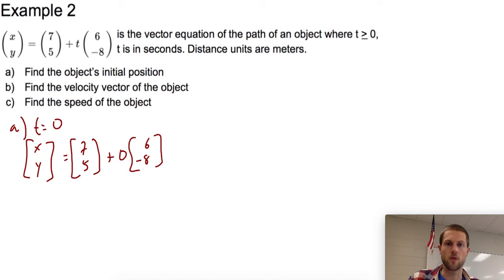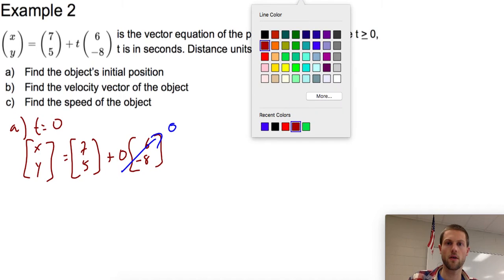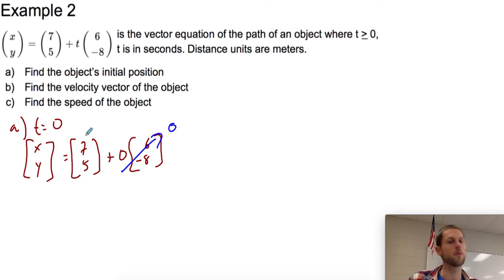And because we have 0 multiplied by this velocity vector, this doesn't mean anything. This goes away, it's at 0. So my position is going to be 7, 5. And this is my position vector, 7, 5, but the position, the point, is 7, 5.